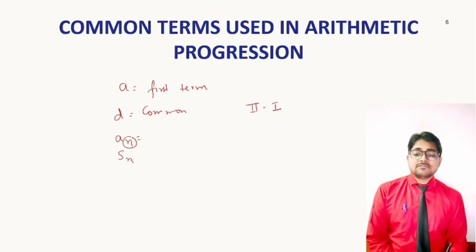Then we have SN, when we are finding the sum of n terms. And then we have L. We call it the last term of our AP.